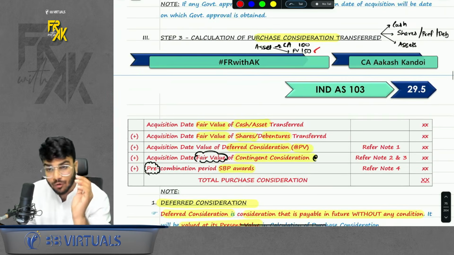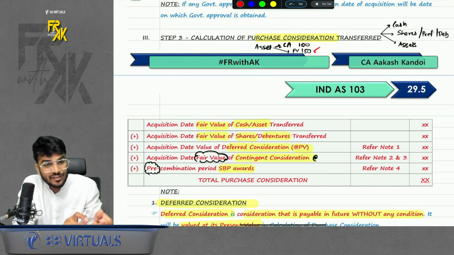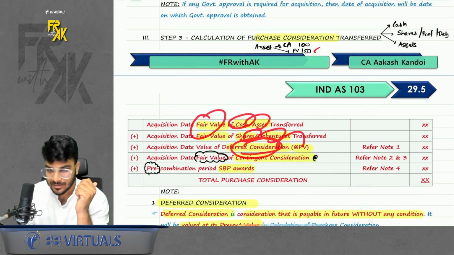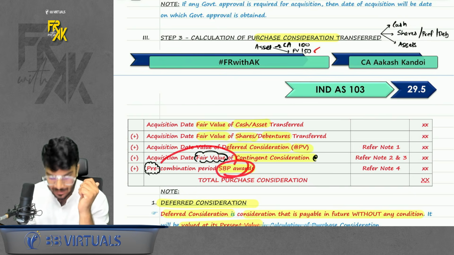So finally, if I want to do the revision within revision, I will say in step number 3, cash, asset, share, debentures will come at fair value, deferred consideration will come at present value, contingent consideration will come at fair value, and SBP award pre-amount will come.